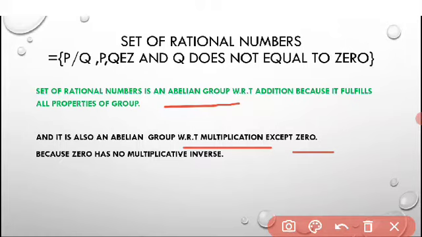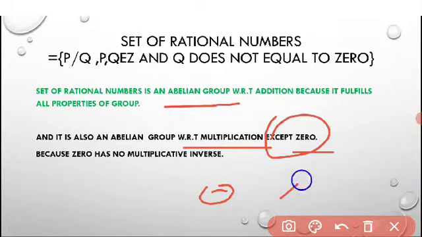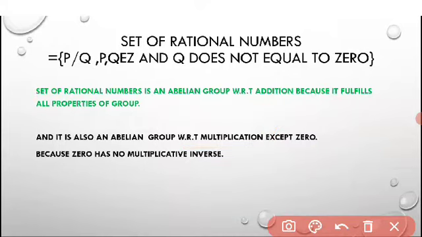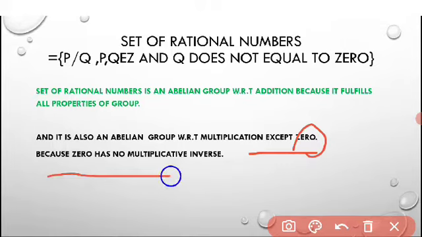In multiplication there is a condition: except 0. Except 0 means that we know that 0 does not have an inverse. 0 has no inverse. That's why we always write, with respect to multiplication, that except 0 it is a group with respect to multiplication, because 0 has no multiplicative inverse.